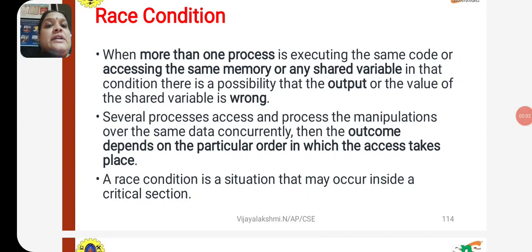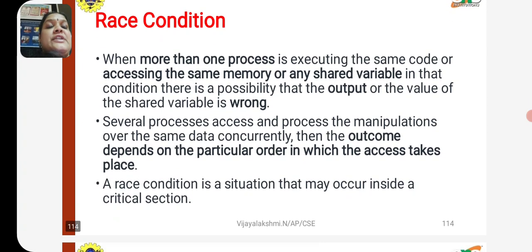Hello all. So I'm just continuing with race condition here. When more than one process is executing the same code or accessing the same memory or any shared variable, there is a possibility that the value of that particular shared variable might be wrong. This situation is called a race condition, which I told you in the previous video itself. That means data inconsistency has happened. That happening of data inconsistency is called a race condition.